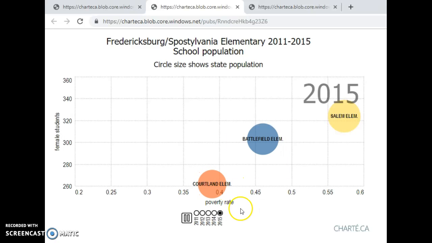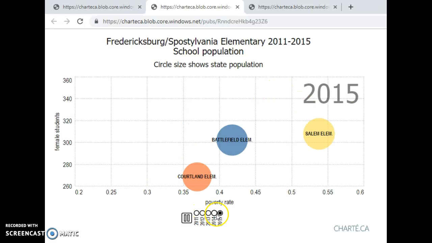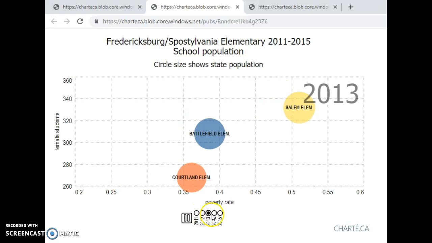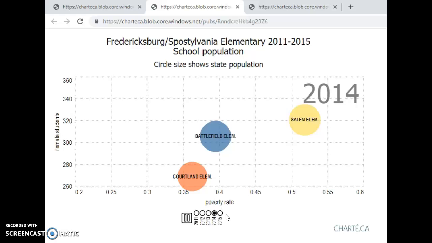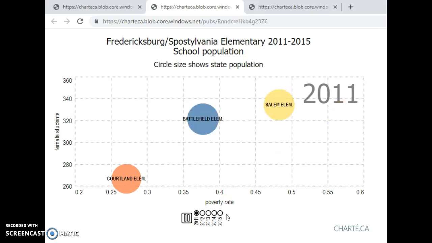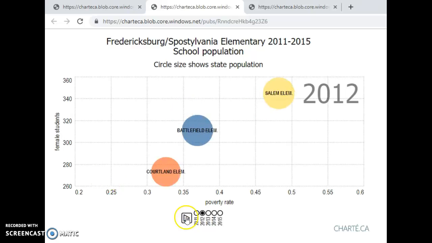And if we look at the x-axis here, we can see that it's measuring poverty rate. In other words, these schools, as we go through time, are for whatever reason having a greater and greater percentage of students in poverty, and there's probably something causing that trend that we would maybe want to look into.